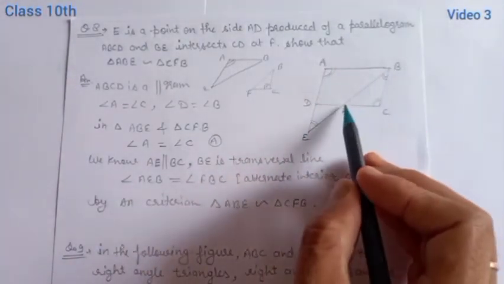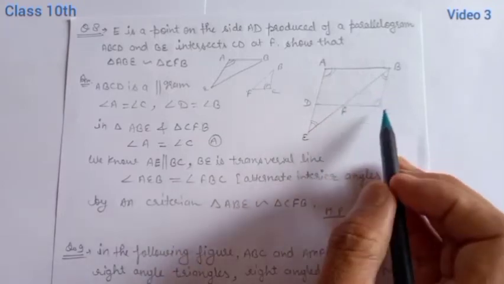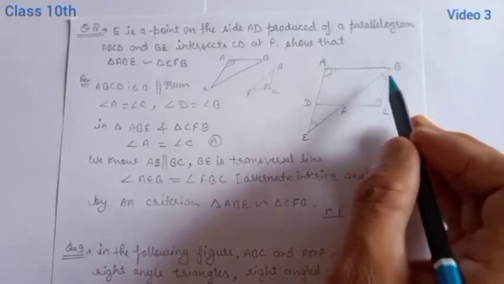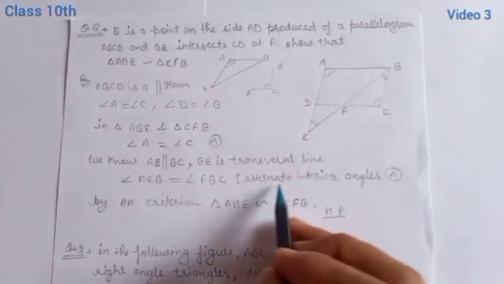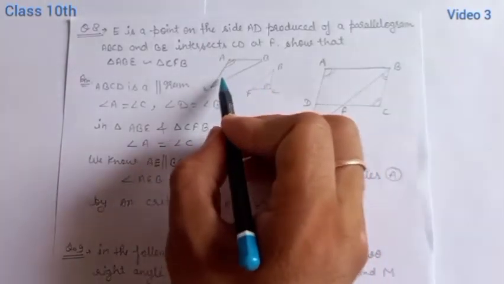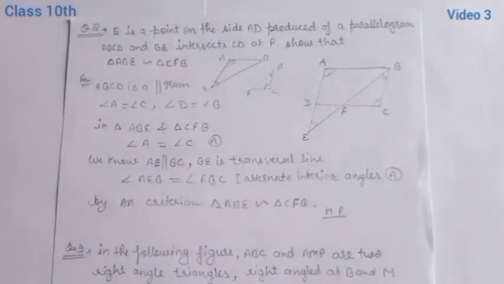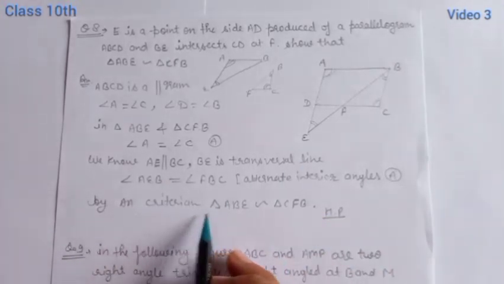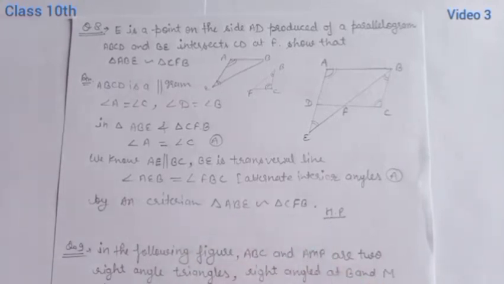So students, here angle AEB is equal to angle FBC. So angle FBC is equal to angle AEB. Mark it as equation 2, and this angle is equal to this. So in both triangles, we know that if two triangles have equal angles, then both triangles are similar. So students, by the AA criterion, triangle ABE is similar to triangle CFB.